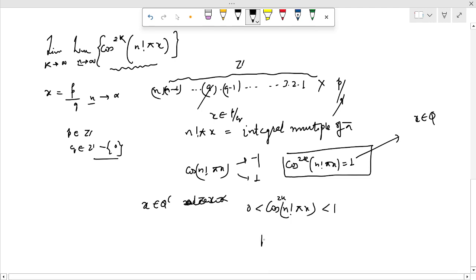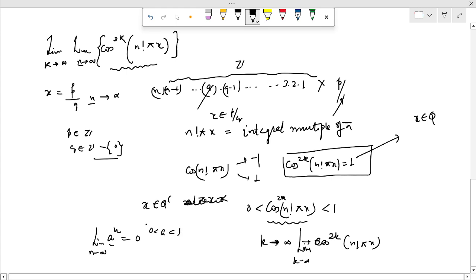But if I take k tends to infinity, now this will go towards 0, because if this lies between 0 and 1 and k tends to infinity, it goes towards 0. What will go towards 0? Cos 2k n factorial pi x, if I take k tends to infinity, because cos square anyway will lie between 0 and 1. So if I apply power k and k tending to infinity, anything raised to power n turns 0 if a lies between 0 and 1. This is something that we have done in our sequences. So overall, this becomes 0 if x belongs to irrational. So overall, this is nothing but another, more difficult way of saying that it is a Dirichlet function.